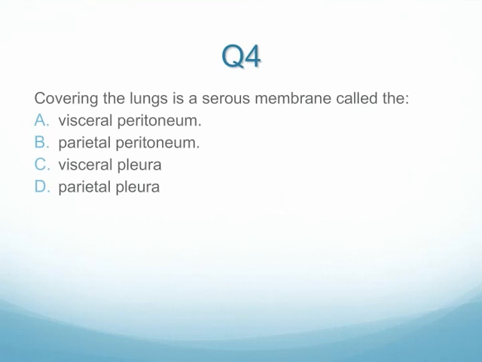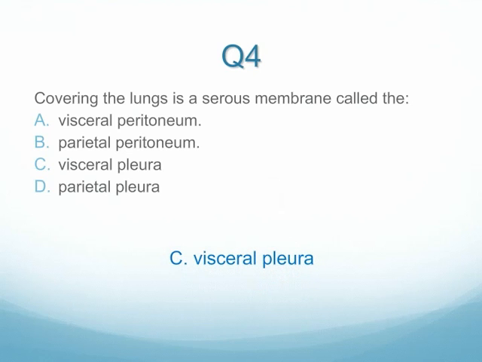This question is asking about the covering of the lungs. The covering of the lungs is a serous membrane called is it A, a visceral peritoneum, B, parietal peritoneum, C, visceral pleura, or D, parietal pleura? Okay, so this one should be fairly easy. At least we can start to eliminate some of the incorrect answers when we pick C, visceral pleura.